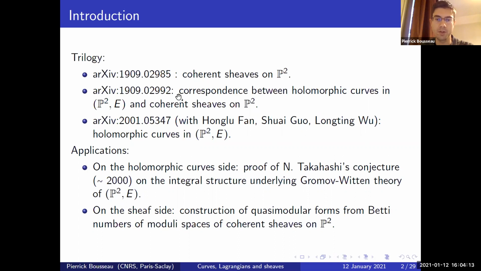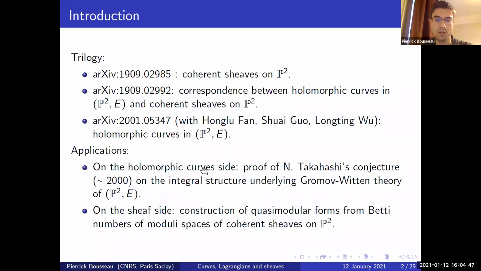One of them was about a correspondence between coherent sheaves on P2 and holomorphic curves in the pair geometry P2E, where E is a smooth elliptic curve in P2. And finally, the third paper was about this other side, about holomorphic curves in P2. So the main point of this story was this correspondence between holomorphic curves in P2E and coherent sheaves on P2. And this correspondence has some number of applications on both sides.